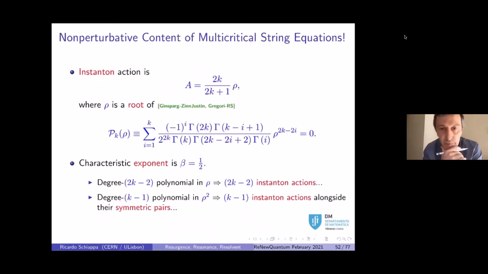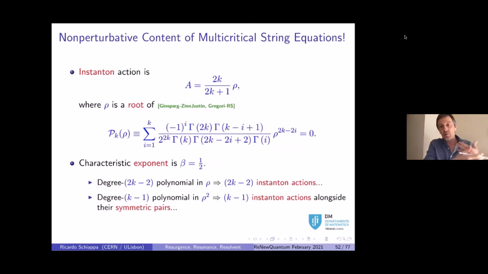This is not a big surprise. And so this is the polynomial, and rho, the roots of this polynomial, will give you the instanton actions. By the way, the characteristic exponent is generically beta equals 1, but that's just a comment. So the polynomial is degree 2k minus 2, which is associated, of course, to the fact that I have, as I just said, a 2k minus 2 order differential equation.